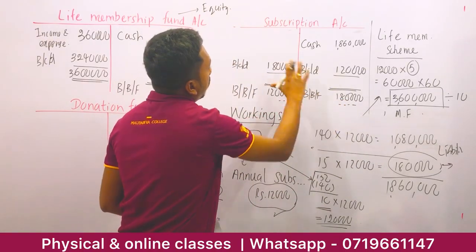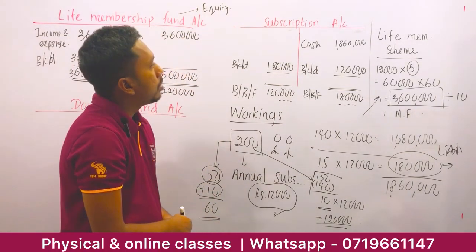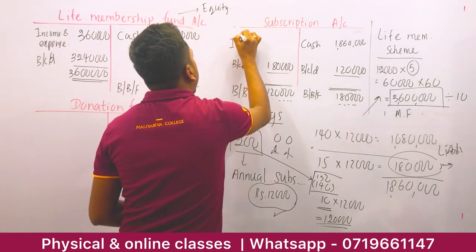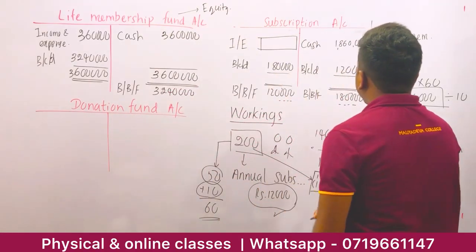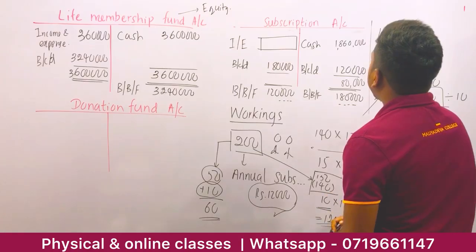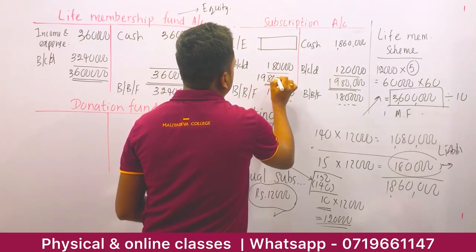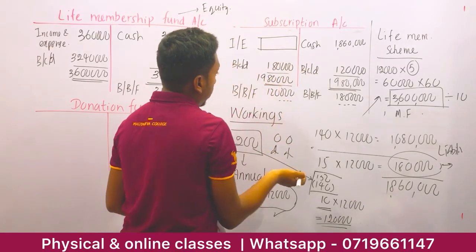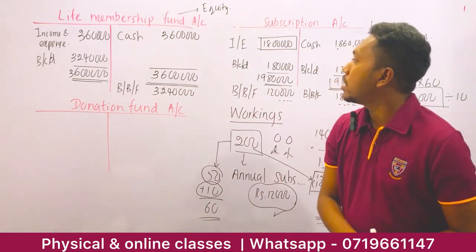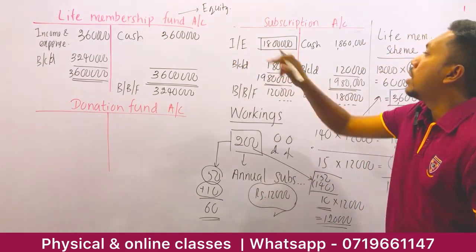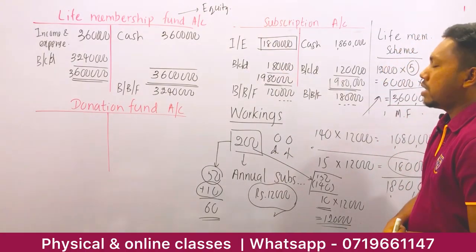Here I just show you what will happen to these balance carried down figures at the end of this accounting period. Here you will get the income and expense amount. How much? 1,980 minus 180, so 1.8 million. 1,800,000 is the income from subscriptions.